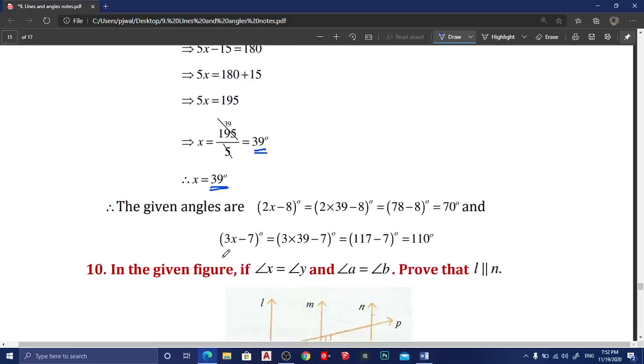Now you can find the individual angles by substituting this x value in the given expressions. So 2x minus 8 is equal to 2 into 39 minus 8, which is 78 minus 8, 70 degrees. That is one of the angles. The second angle will be 3x minus 7, which is 3 into 39 minus 7, which is 117 minus 7, which is 110 degrees. By adding these two, you will get 180 degrees, because the sum of the co-interior angles is 180 degrees. So it is correct. Okay, next, the 10th one.